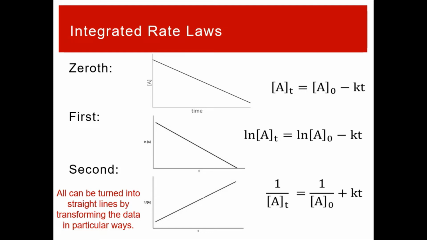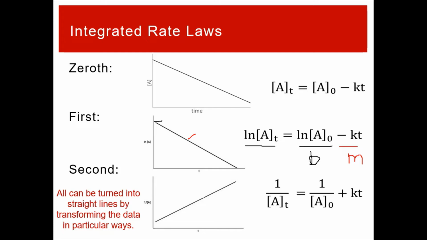For first order, instead of plotting the concentration versus time, which was an exponential, we plot the natural logarithm of the concentration versus time. Then we do get something that looks like a straight line, where the intercept is the natural log of A naught, and the slope is negative k, just like we saw with the 0th. So the slope of that line is negative k.